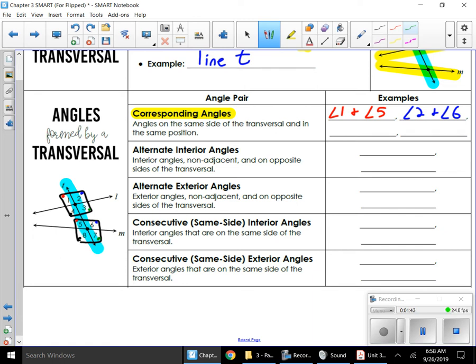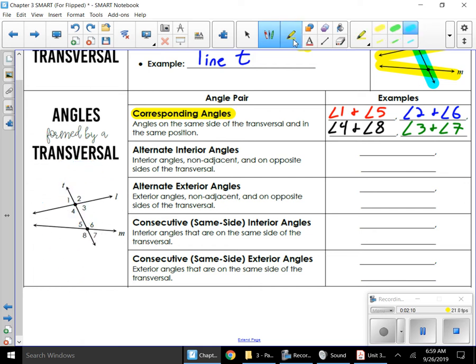We have angle 4 and angle 8 in my bottom left position. And we have angle 3 and angle 7 in my bottom right position. So we get a bunch of corresponding angles. We'll have properties for corresponding angles in the next section. Let's go ahead and clear off my diagram.